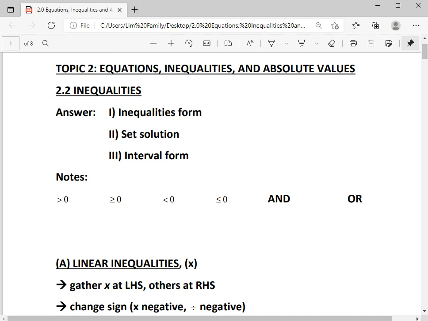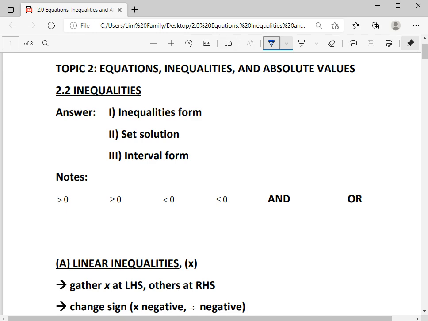Okay, so for this topic 2.2, inequalities, our answer can be written in three forms. One is inequalities form, another one is set solution, and another one will be interval form. So for example, how about inequalities form?